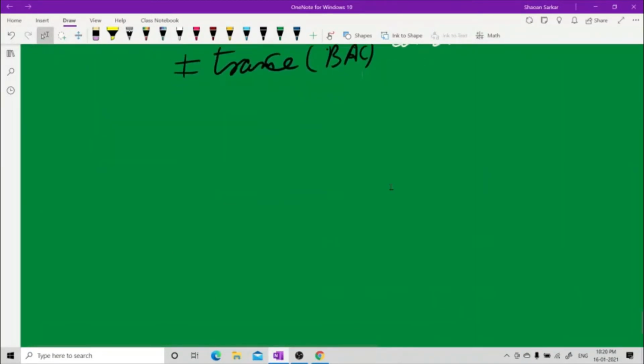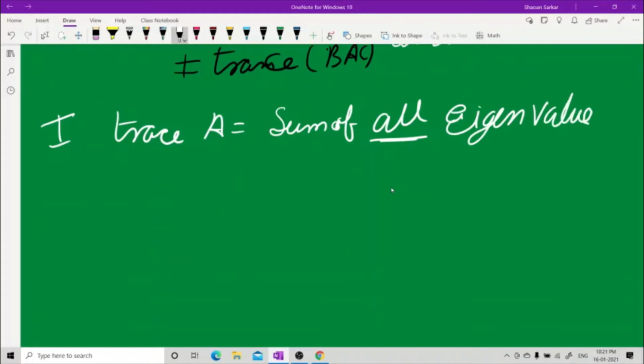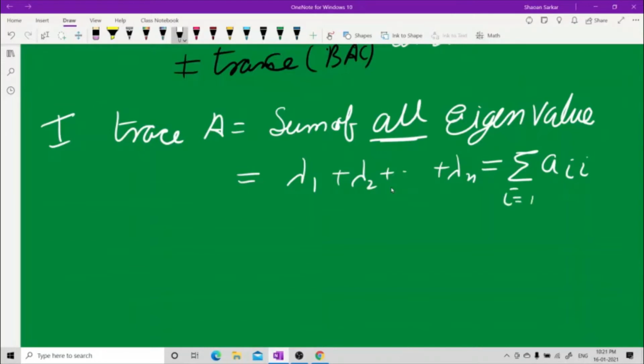Now we will see these two very, very important relations. Number one, trace of any matrix is equal to the sum of all the eigenvalues. Let's underline this word, all. That means if a matrix is n cross n, it will have lambda 1 plus lambda 2 and so on up to lambda n. That is the same as the sum of the elements on the principal diagonal, i equal to 1 to n.